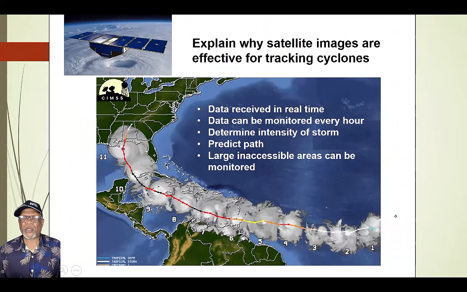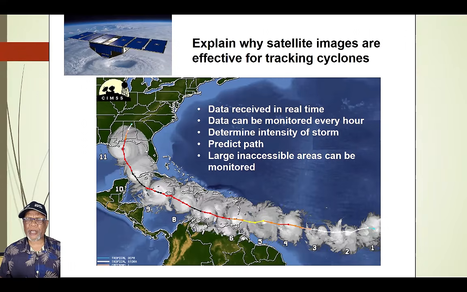So let's look at tropical cyclone. Explain why satellite images are effective for tracking. So this is tropical cyclone management. Why is it important to use satellites? Because data is received in real time.